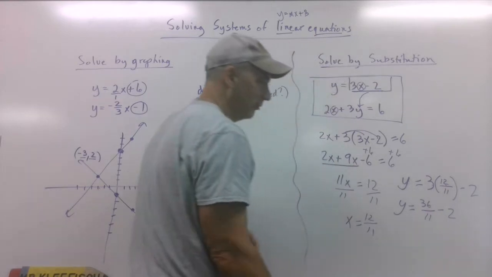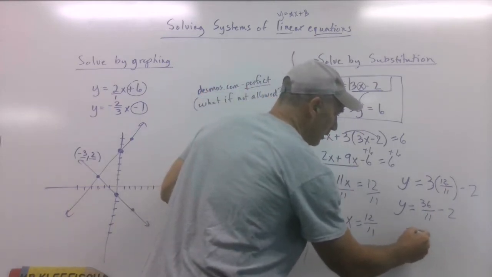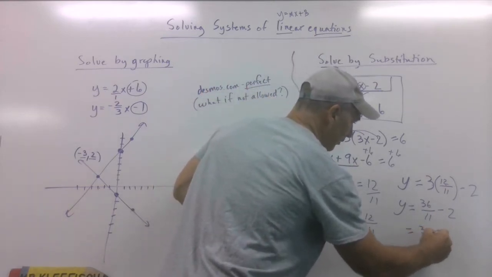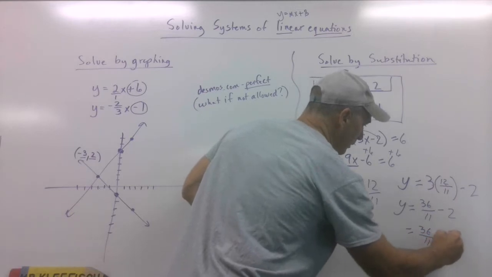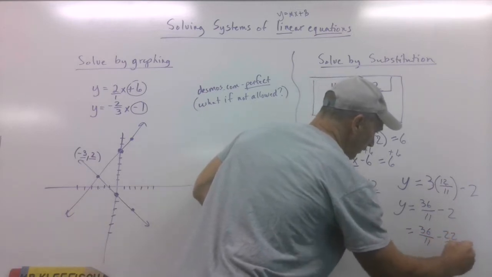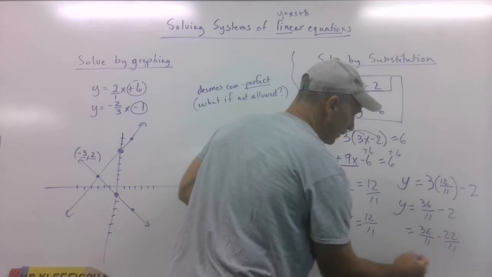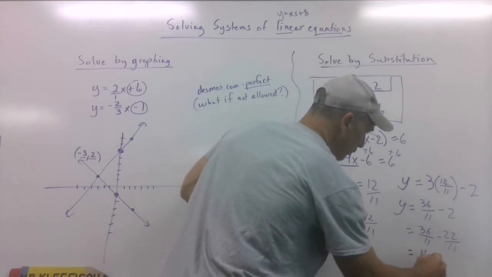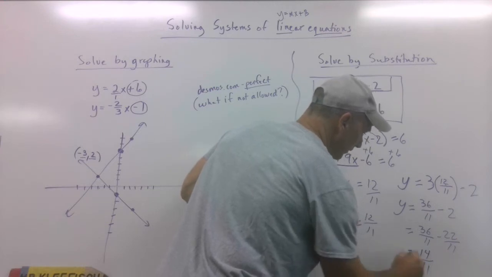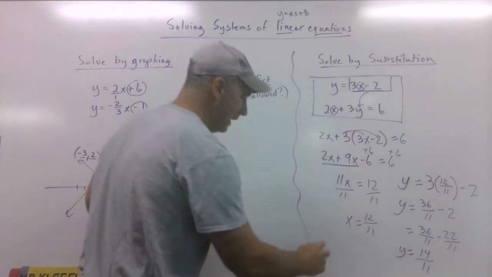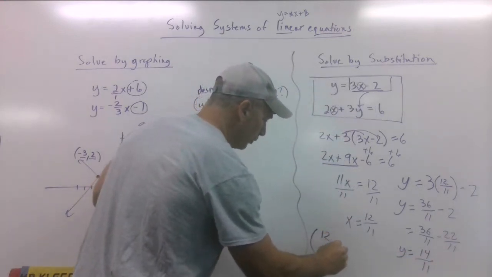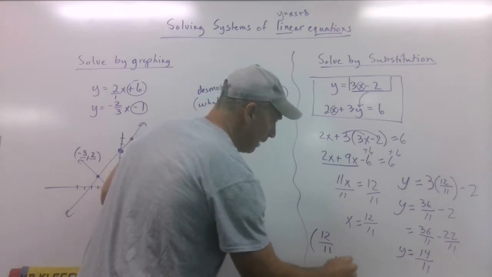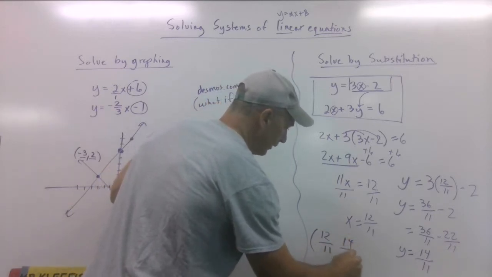So I get y equals 36/11 minus 2, because 3 times 12 is 36. Now, it's been a while since you guys have had to deal with fractions, but I got to find common denominators, so it's 36/11 minus 22/11, because that's what 2 is, and I would get 36 minus 22 is 14 elevenths. That equals y. What did we find? We found the coordinate 12 elevenths, comma, 14 elevenths.